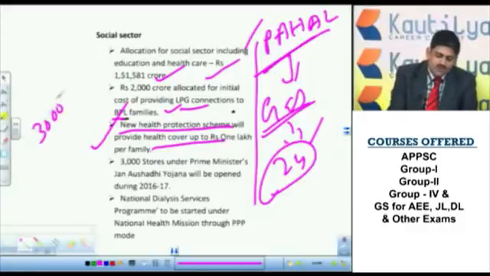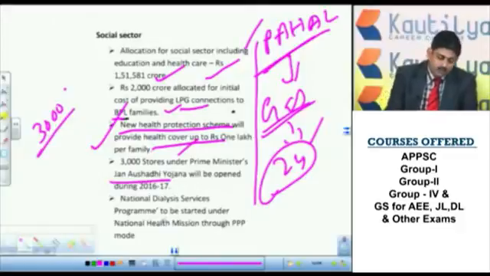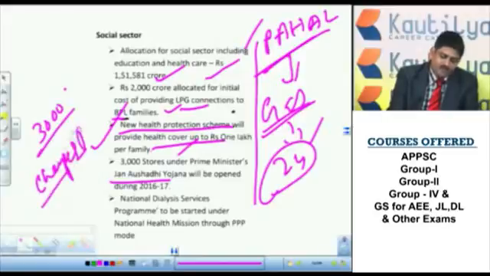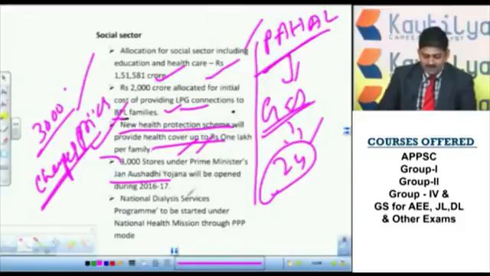Next, 3,000 stores will be opened under the Prime Minister Jan Aushadhi Yojana. What will this Prime Minister Jan Aushadhi Yojana actually do? They will sell many drugs at a very cheap price for the poor people. So for them, 3,000 stores will be opened under this particular scheme.